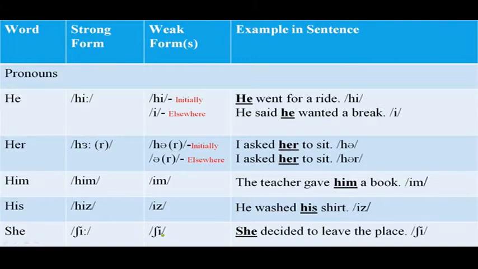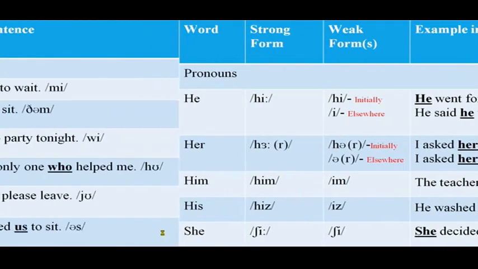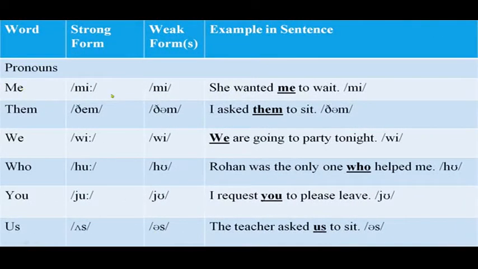She is pronounced as she. Me is pronounced as me in its weak form. Them is pronounced as them. We, its weak form is we. Who is pronounced as who. You is pronounced as you, and us is pronounced as us.